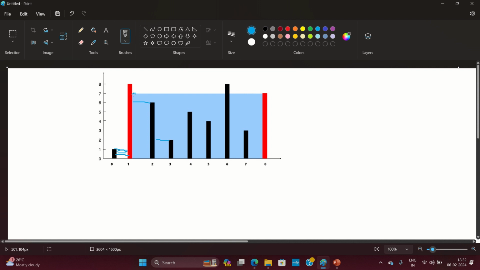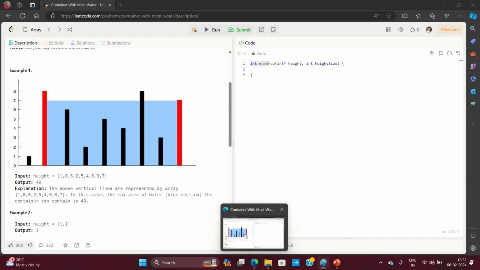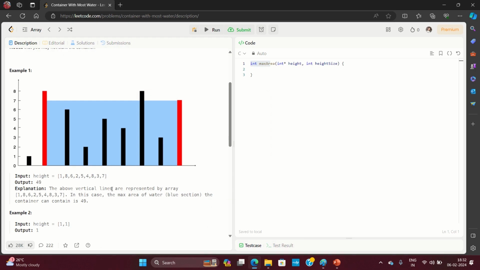If we consider the total section from here to here, it covers an area with base 8 minus 1, that is 7, and the minimum height is also 7. So 7 into 7, that is why they have given the output as 49. 49 is the maximum area.